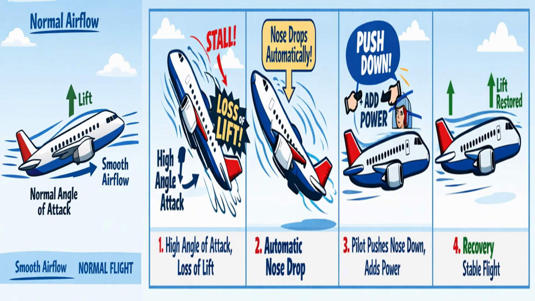Friends, what is the sequence and natural response in the event of a stall? Normal flight case: nose level, smooth airflow over the wings, thus gaining lift. On the onset of stall: nose pitched too high, airflow separates, lift collapses, drag increases. Automatic nose drop: aerodynamic forces shift the center of pressure rearward. The aircraft's nose drops automatically. This is the natural aerodynamic reaction.